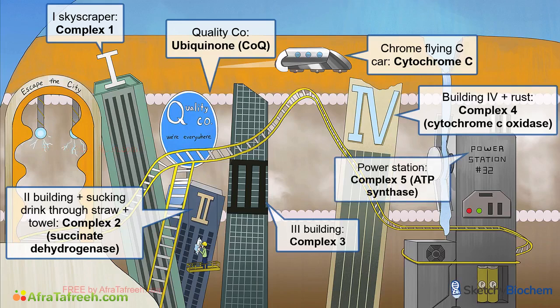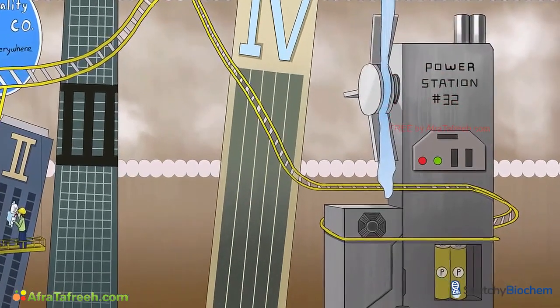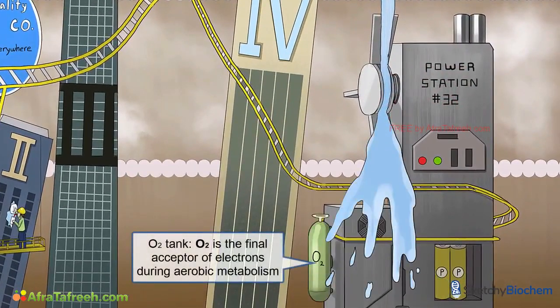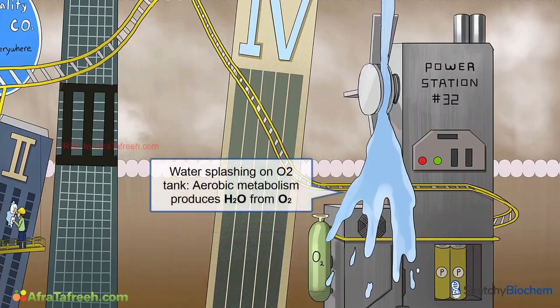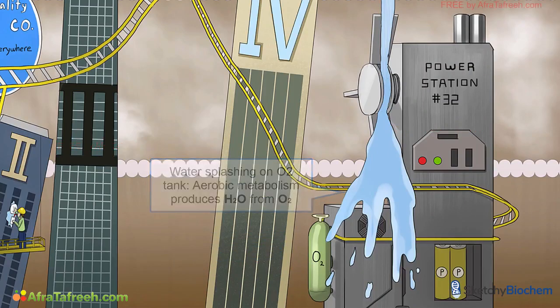Whew! Electrons from NADH and FADH2 move along the chain as protons are pumped to the intermembrane space, creating an electrochemical gradient. At the end of the process, ATP synthase harnesses the energy from the gradient to make ATP in a process called chemiosmosis. We drew an O2 tank to help you remember that molecular oxygen serves as the final destination for electrons. Note the water splashing on the tank because oxygen will be converted to water in this process.